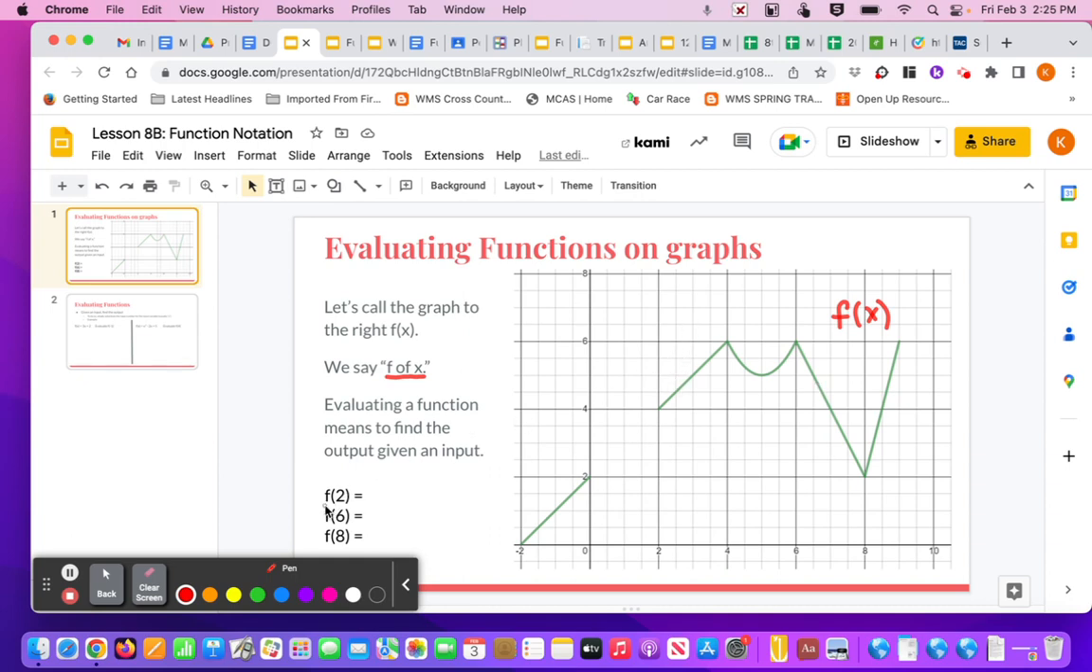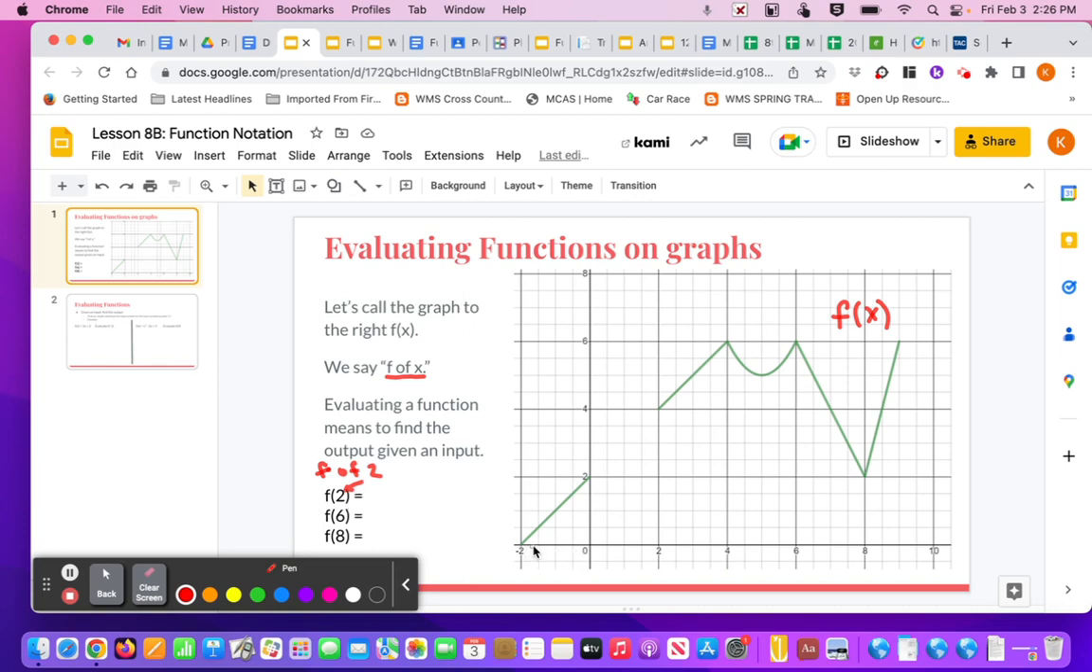In this notation down the bottom, where you see f parentheses of 2, we read this as f of 2. All that means is you are going to input 2 into the function. 2 is the input. The input correlates with the x-axis. It's the domain. So I am going to input 2 into the x.